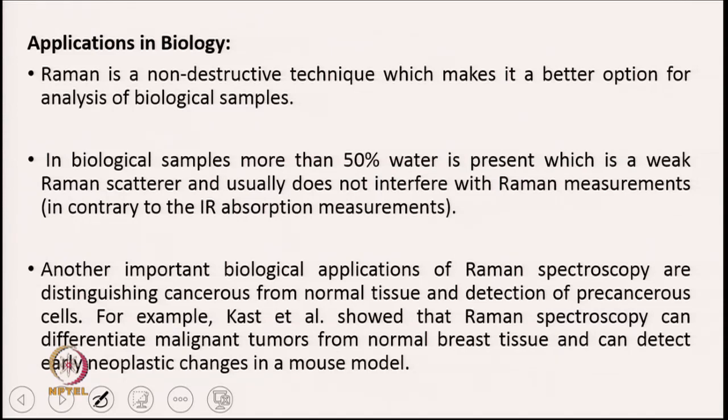This is a non-destructive technique, which makes it a better option for analysis of biological samples. In biological samples, more than 50% water is present, which is a weak Raman scatterer and usually does not interfere with the Raman measurement, which is not the case in IR measurements. It can be used to distinguish cancerous tissue from normal tissue, to differentiate malignant tumors from normal breast tissue, and also to look at neoplastic changes in a mouse model.